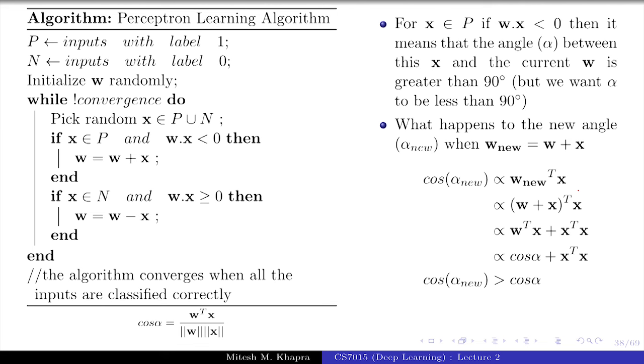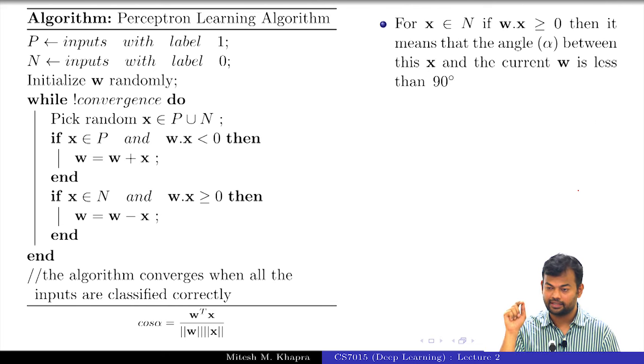This angle was greater than 90 degrees, so we want to slowly move it such that it becomes less than 90 degrees. It's not going to get solved in one iteration, right? That's why it says till convergence. We'll keep picking the x's again and again till it reaches convergence, that means till we are satisfied with that condition, right? Now let's look at the other condition: x belongs to N and w transpose x was greater than or equal to 0.